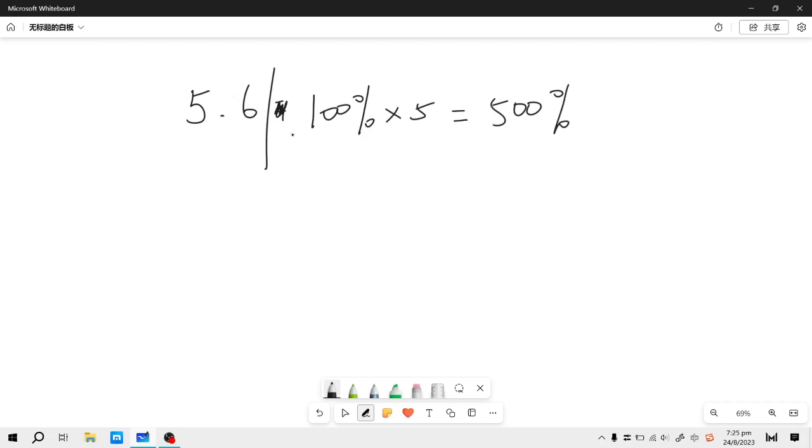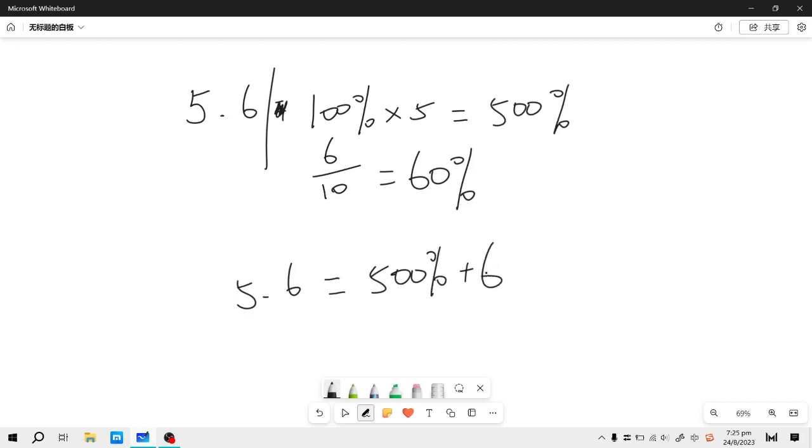So now let's deal with the 0.6. So 0.6 can be expressed as 6 over 10. So 6 over 10 is 60%. So now 5.6 equals 500% plus 60% equals 560%. So now that's our answer. Quite simple, right? So now let's get into percentage, the other way round.